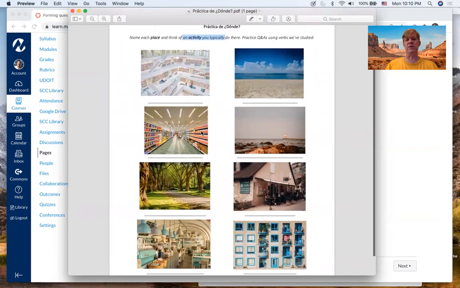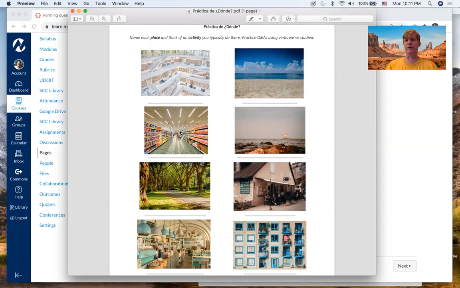So for instance, I'm going to go ahead and use this second one in the first column, el supermercado. So one thing that people do at the supermarket is to buy, right? To shop. And we studied the verb to buy. It's an AR verb, comprar.